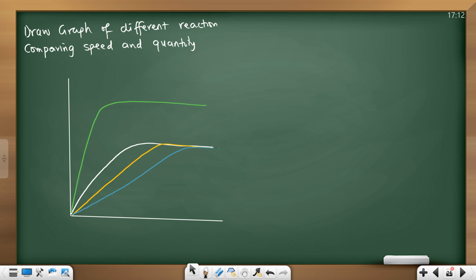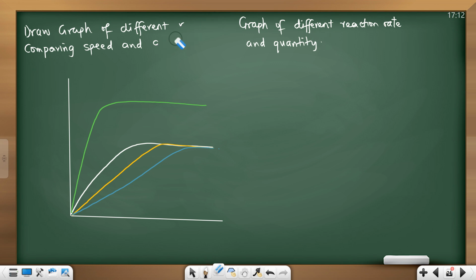Draw graphs of different reaction comparing speed and quantity. I'm going to write this because it looks ugly. Yeah, it's my OCD. Draw. Okay, now why will I say draw? Graph of different reaction rates and quantity.